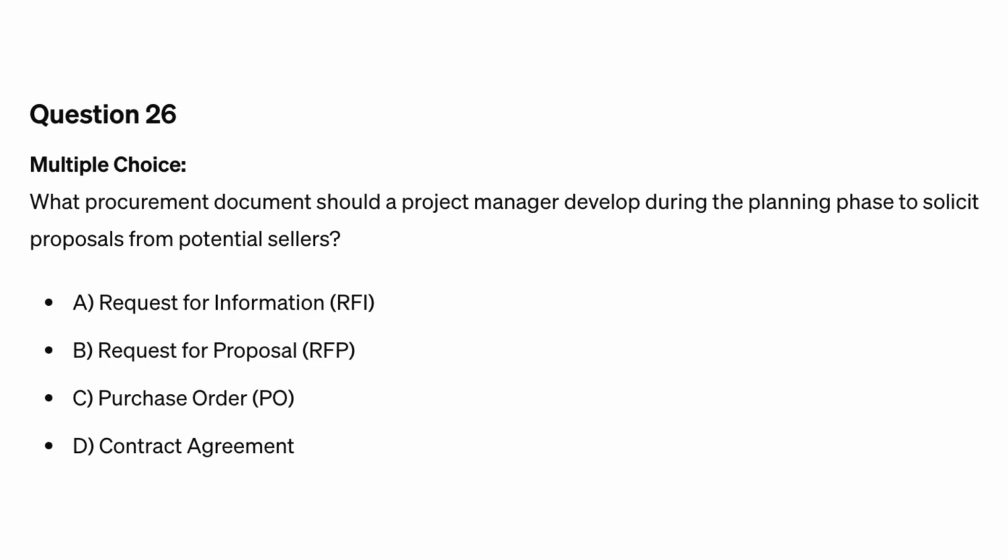Question 26. What procurement document should a project manager develop during the planning phase to solicit proposals from potential sellers? A. Request for information, RFI. B. Request for proposal, RFP. C. Purchase order, PO. D. Contract agreement.